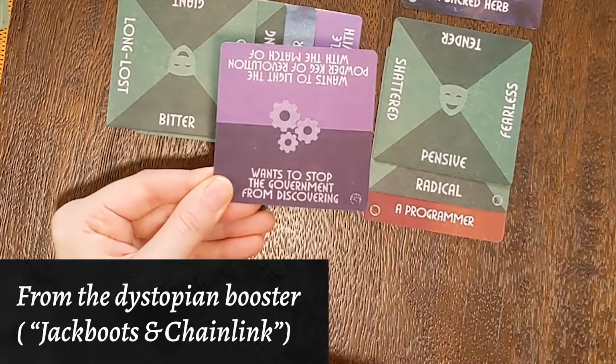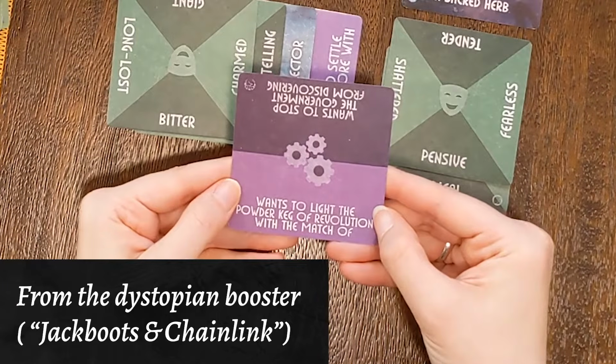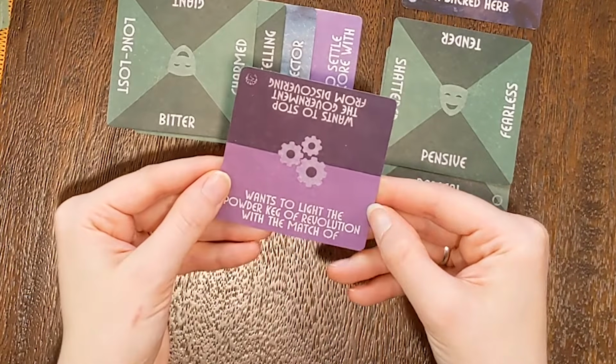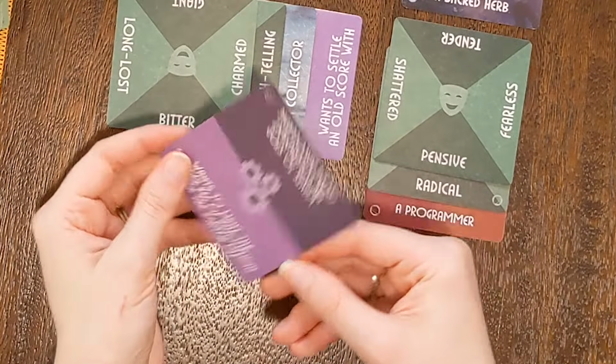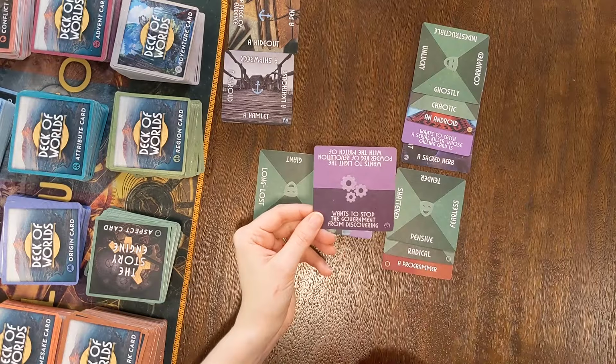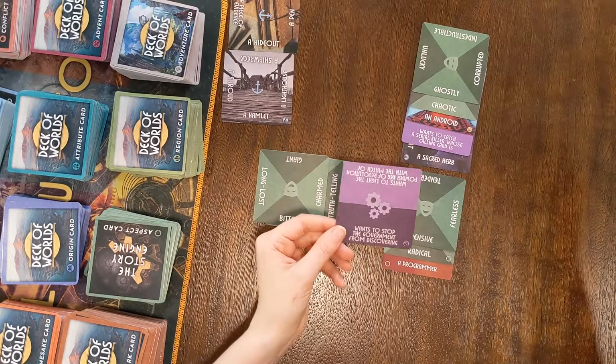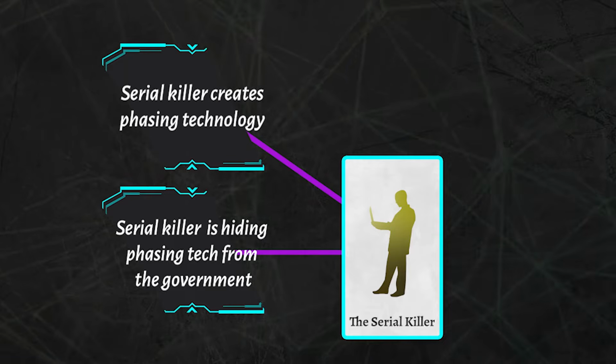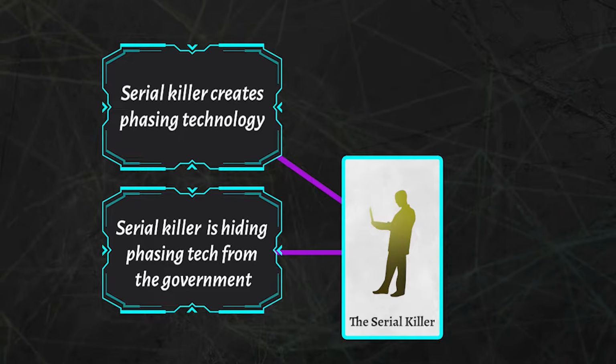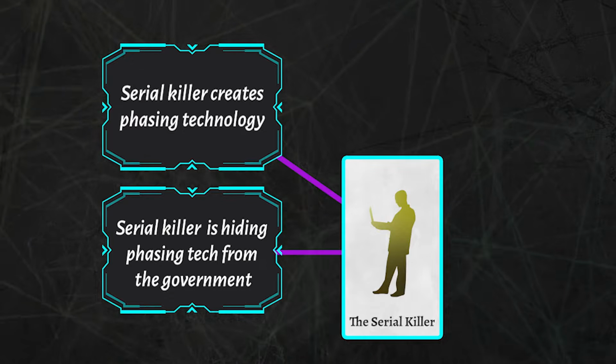Well, to kill people, presumably, but wants to stop the government from discovering, or wants to light the powder keg of revolution with the match of... Wants to stop the government from discovering. Perhaps this programmer has created this out-of-phase technology where you can send a person to be slightly out of phase, out of time with the rest of reality. And of course, if this technology was in the wrong hands, you could create a very effective spy network.